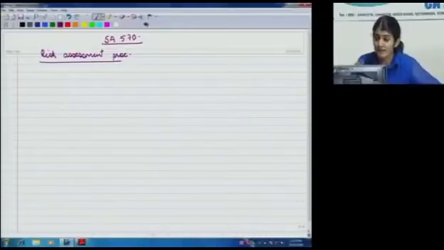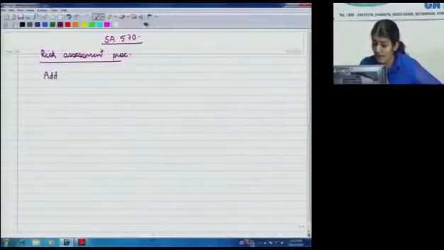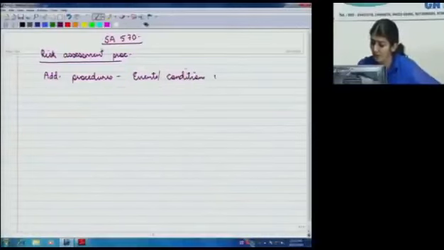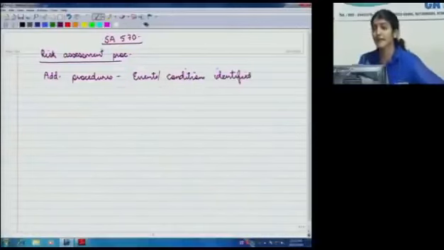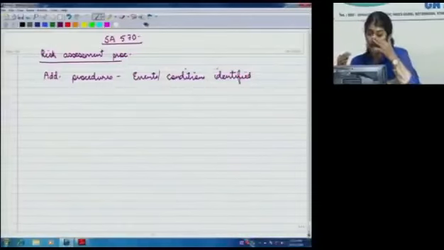Then if there is any event or condition because of which you may doubt the going concern, in that case what are the additional procedures to be performed by the auditor when events and conditions have been identified because of which you doubt the going concern assumption? Events or conditions have been identified. So what are the additional procedures?